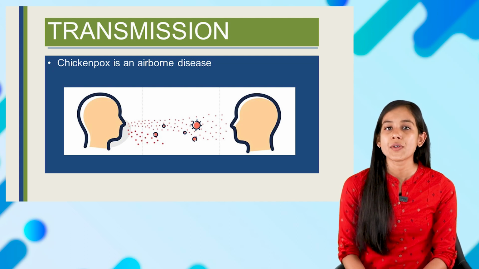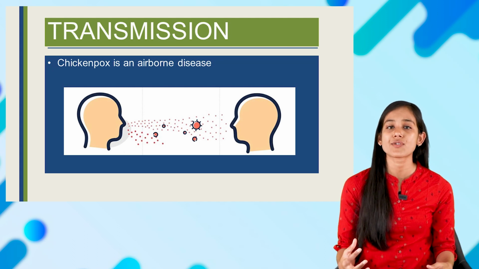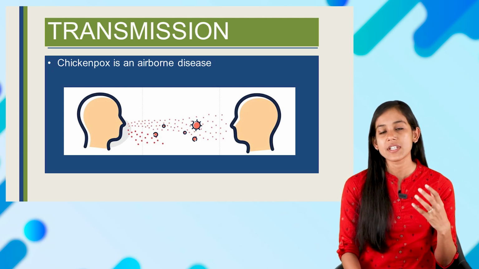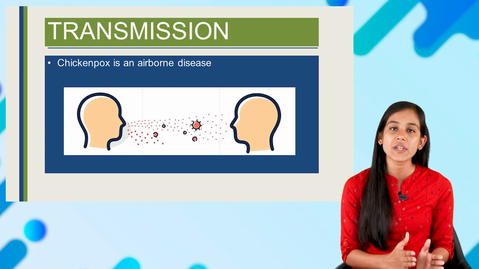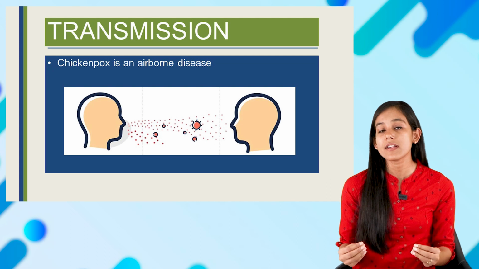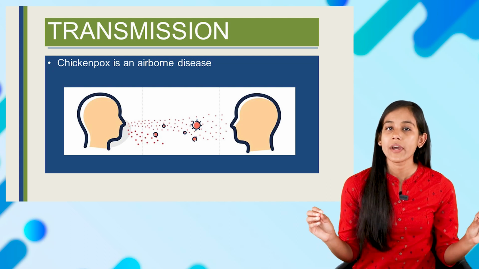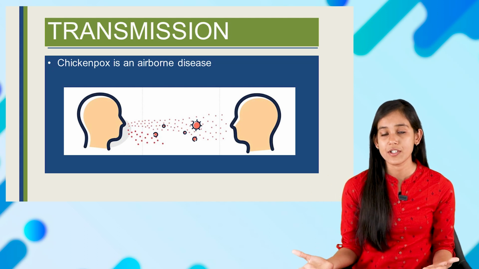I mentioned earlier that in this condition the child will have rashes all over the body. The infection can start to spread from 1 or 2 days before the rash appears until all the lesions have crusted over. This is the period during which the infection can spread to other people. Apart from coughing or sneezing, that is through droplets, it can also spread through contact with the blisters. When we learn about the signs and symptoms, we will see how these blisters form. If somebody is in close contact with the blisters of an infected person, the infection can spread to them.